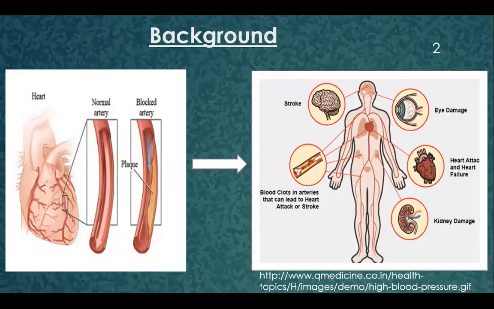One is considered to have high blood pressure when the systolic reading is 140 and the diastolic is 90. Blood pressure is determined both by the amount of blood your heart pumps and the amount of resistance to blood flow in your arteries. The more blood your heart pumps and the narrower your arteries, the higher your blood pressure. This leads to different medical conditions such as stroke, eye damage, heart attack, and kidney damage, which all eventually lead to death.